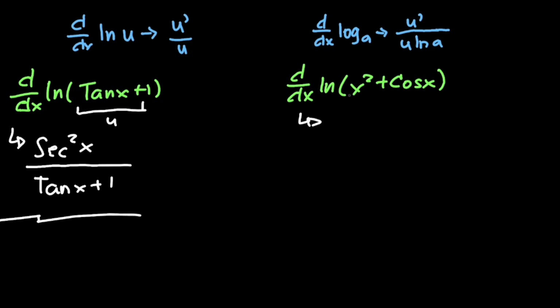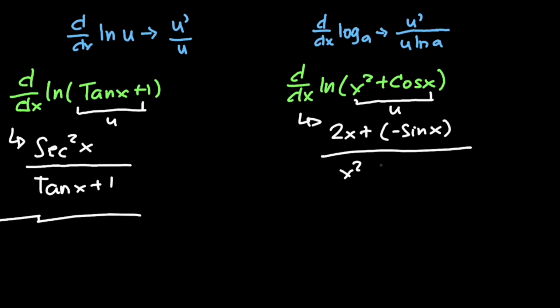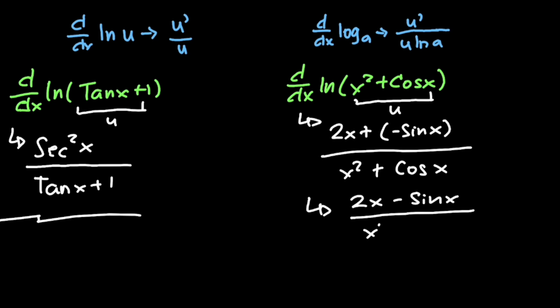The derivative of natural log of x squared plus cosine of x. First, take the derivative of the assigned u value, which is 2x plus derivative of cosine of x is negative sine of x over u, which is x squared plus cosine of x. Simplify this will be 2x minus sine of x over x squared plus cosine of x. Simplify this further if you want, but I will just leave it as it is.